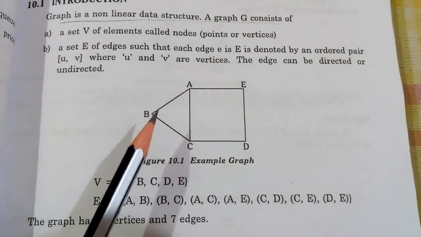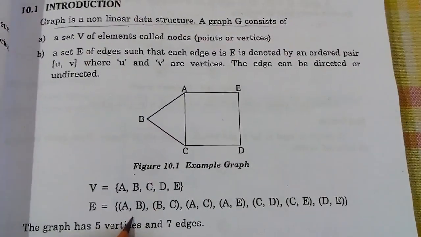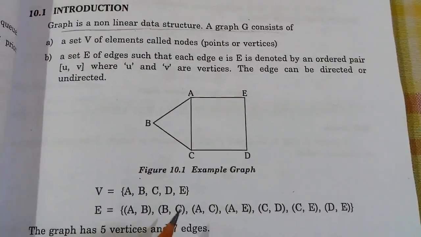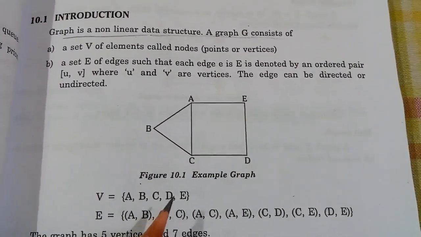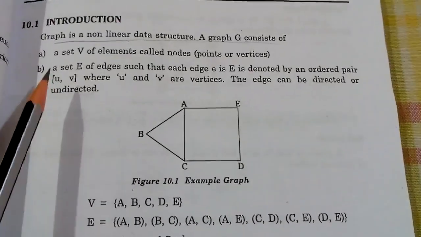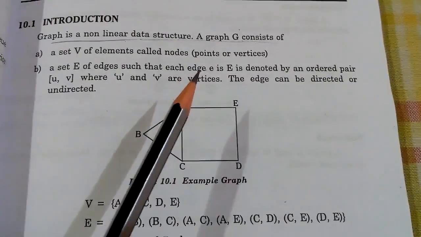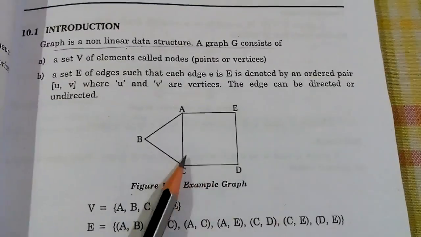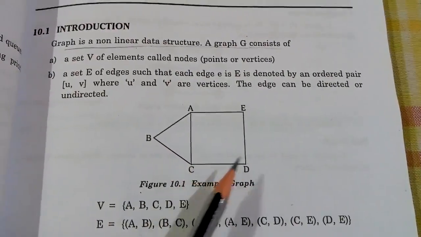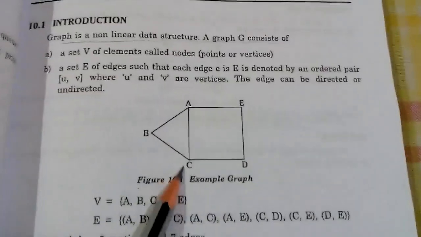And it consists of a set of edges such that each edge is denoted by an ordered pair (u, v), where u and v are vertices. Here an edge can be directed or undirected.